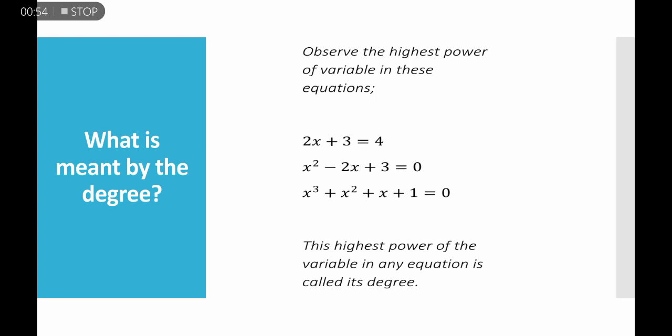And in the third equation, x cubed plus x squared plus x plus 1 is equal to 0. The highest power of x is 3. This highest power of the variable in any equation is called its degree.